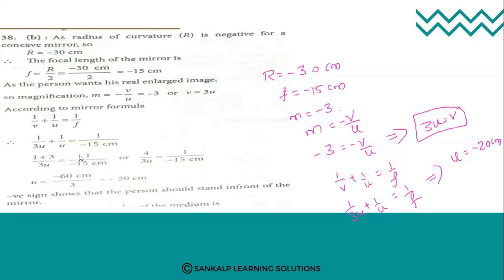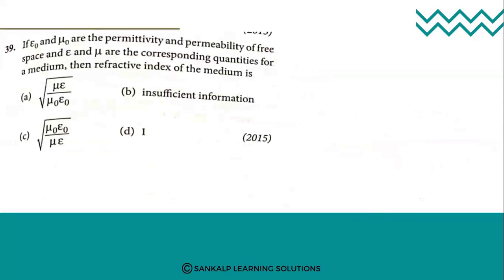Okay, next question. Yes. See here, if epsilon naught and mu naught are the permittivity and permeability of free space, and epsilon and mu are the corresponding quantities for a medium, then the refractive index of the medium is. So here we need to find the refractive index of the medium. Here the permittivity and permeability are given as epsilon naught and mu naught for the free space, and for a medium they are given as epsilon and mu. Then what is the value of the refractive index?